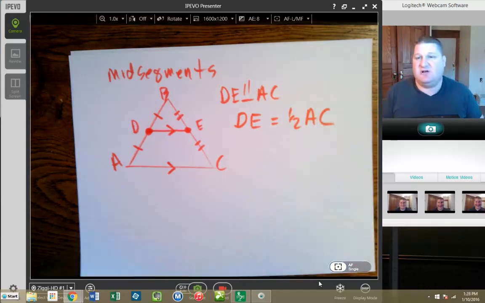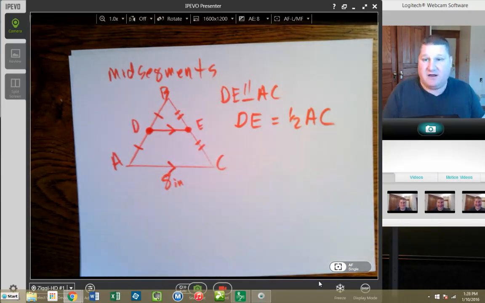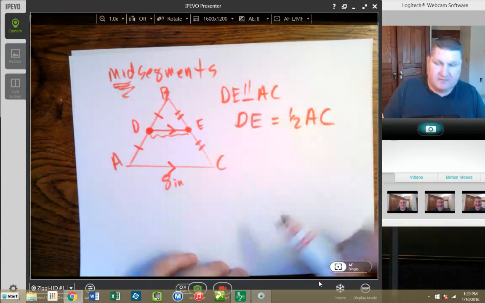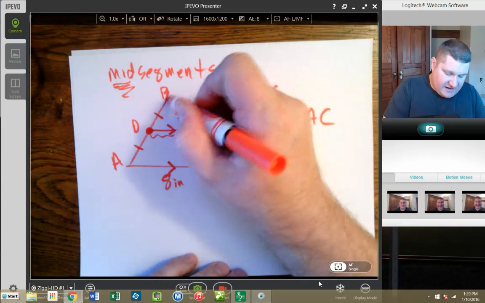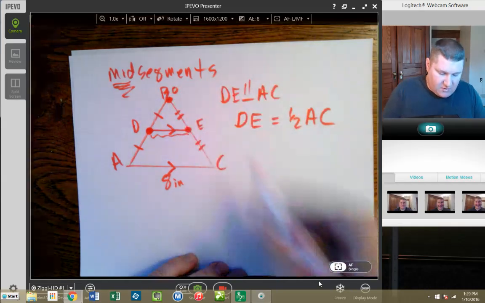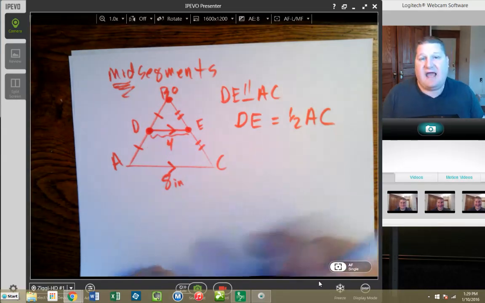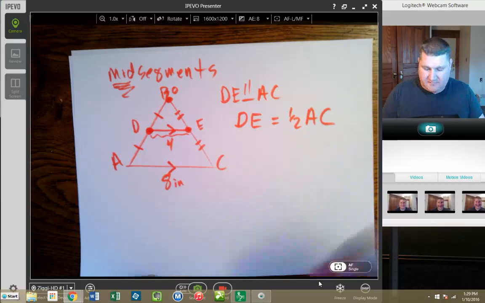Now, I think we've actually talked about this in class a little bit before, but if you think about it, let's assume this has a length of 8 inches right down here. It would make sense that the midsegment, being in the middle, since I have 8 here and I have no side up here, so that's 0, midway between that would be 4. So a midsegment is half the length of the base segment.